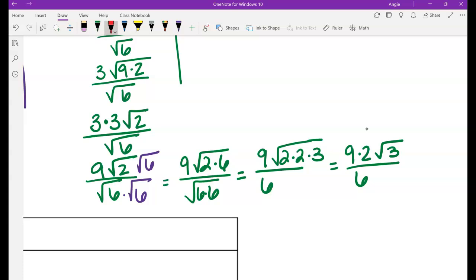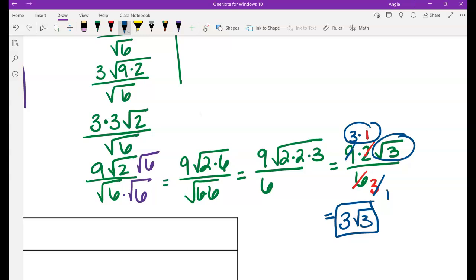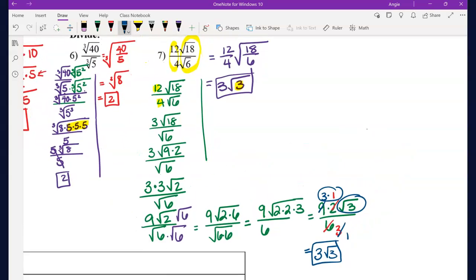Well, let's reduce this. That will give us 3 here and 1 here. Then we can reduce some more, 9 and 3, that would be 1 and 3. So final answer, as you can see here, the bottom is 1, which we don't need to write if the denominator is 1. On the top is 3 times 1 times radical 3, so that's 3 rad 3. Either way, students, you will have the same exact solution.